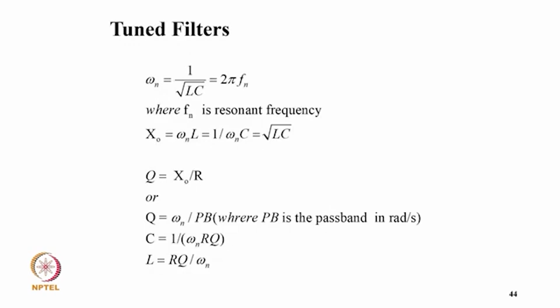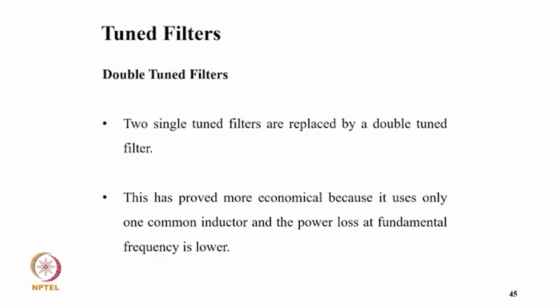pi Fn, where Fn is the resonance frequency, and X0 is omega n L, that is 1 upon omega n C, that is equal to the square root of L upon C, or Q equal to X0 upon R, or Q equal to omega n divided by PB, where PB is the pass band in radians per second, where C is 1 upon omega n R Q and L equals R Q upon omega n.